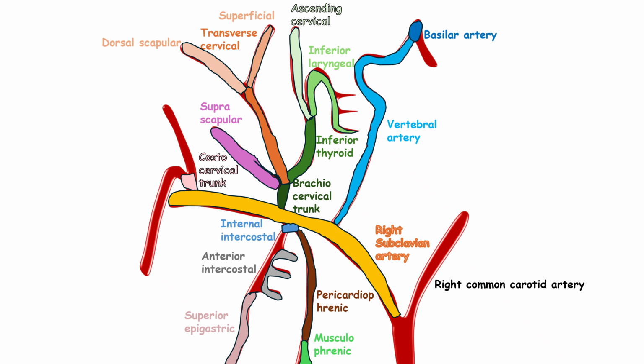Next one is the costocervical trunk. Costocervical trunk divides into 2 branches. One is the deep cervical artery and another one is the supreme intercostal artery.